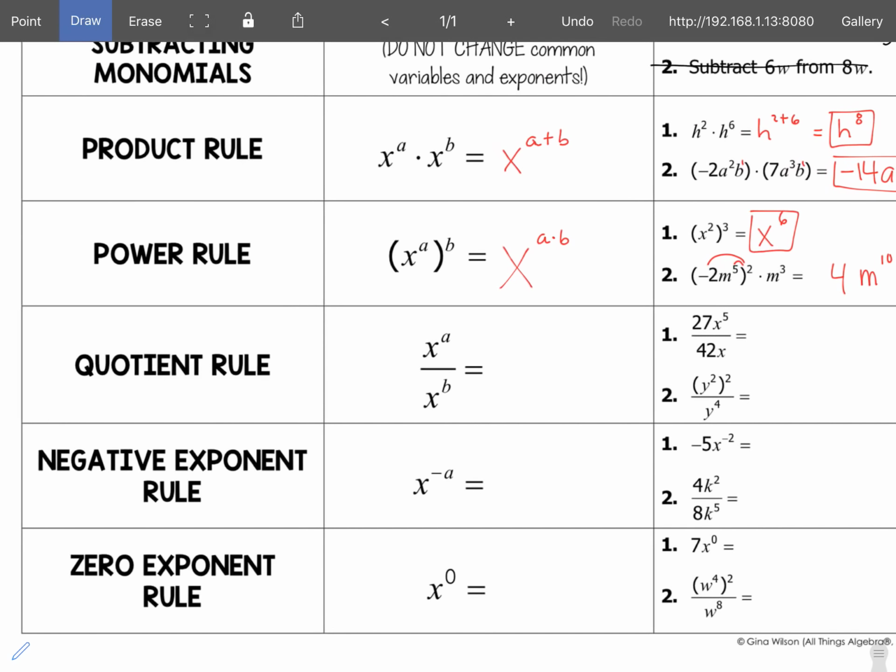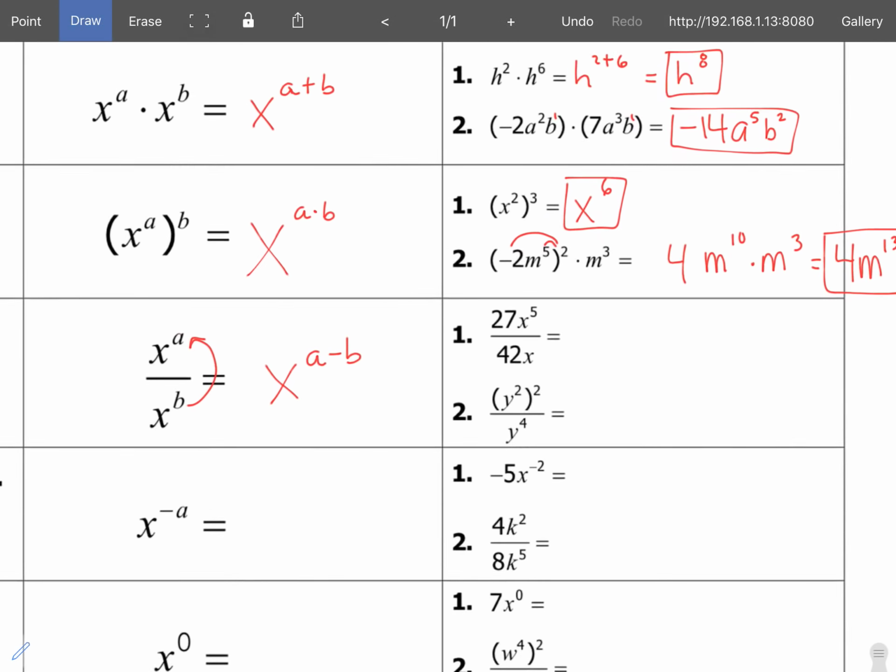Okay, quotient rule. Quotient rule is we're going to subtract from the bottom to the top. So it's going to be x to the a minus b. So let's practice with a couple examples.